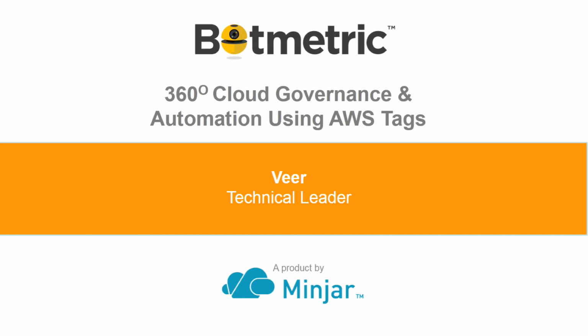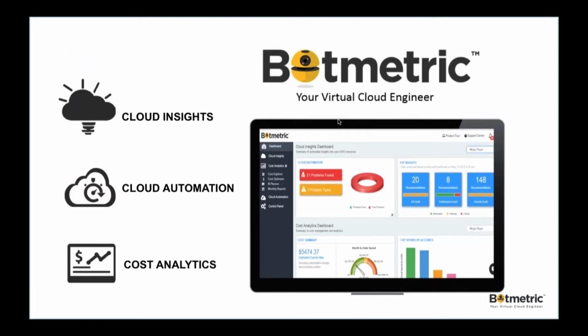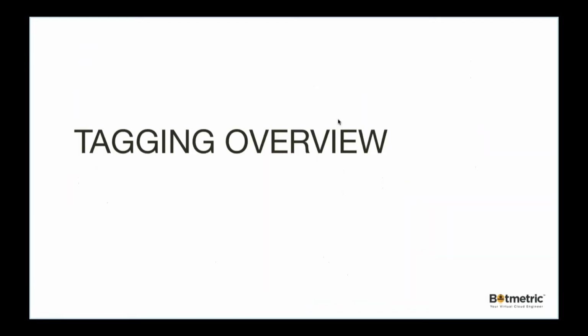So what will we be covering in today's webinar? We will be covering the tagging overview, best practices, use cases, and there is a virtual engineer which does a lot of automation tasks. We call it Botmetric. Botmetric helps you to do backup, scheduling, and many more automation tasks on AWS.